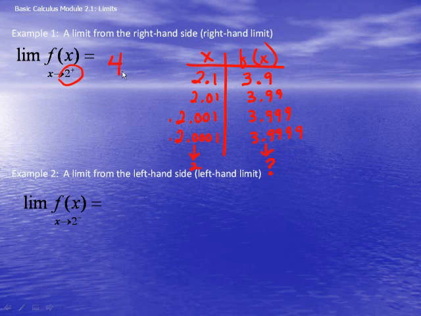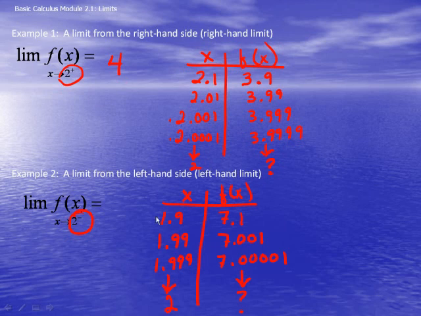In the second example, we're looking at a limit from the left-hand side, where we're looking at the limit of f of x as x approaches 2 from the negative side. Here, as we look at our domain, this x value is getting closer and closer to 2. What's going to happen with your y values, or your f of x values? The answer to this would be 7. And so the limit of f of x as x approaches 2 from the left or the negative side would be equal to 7.